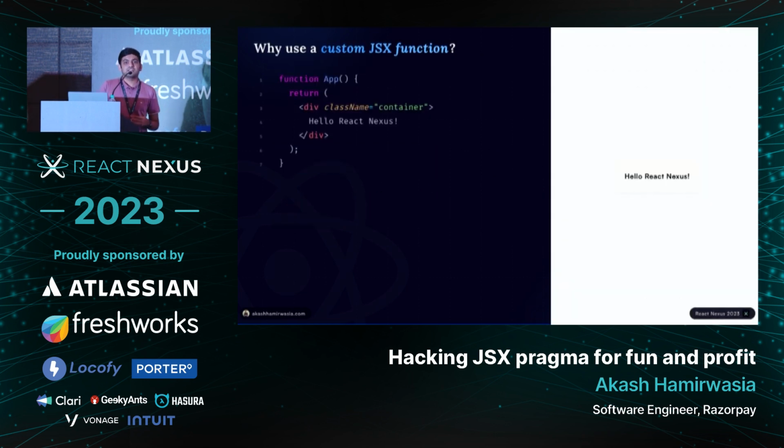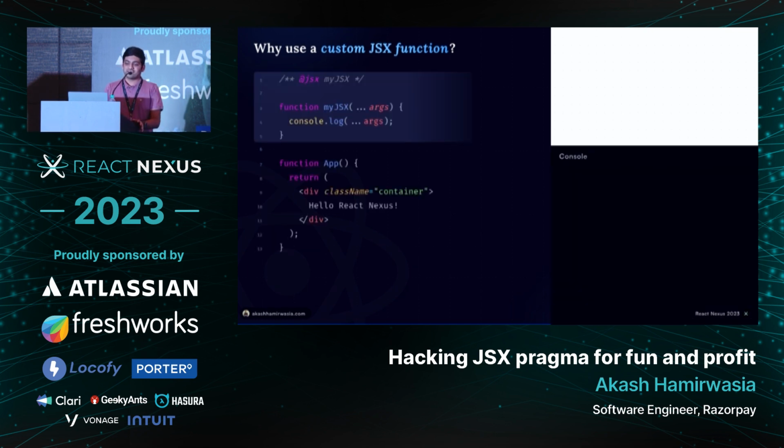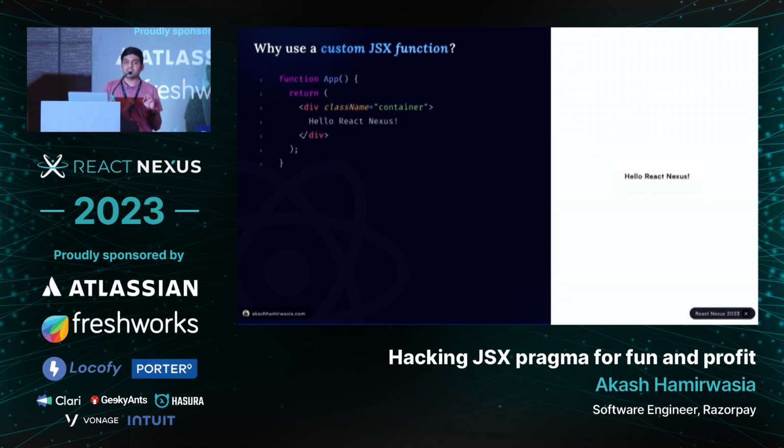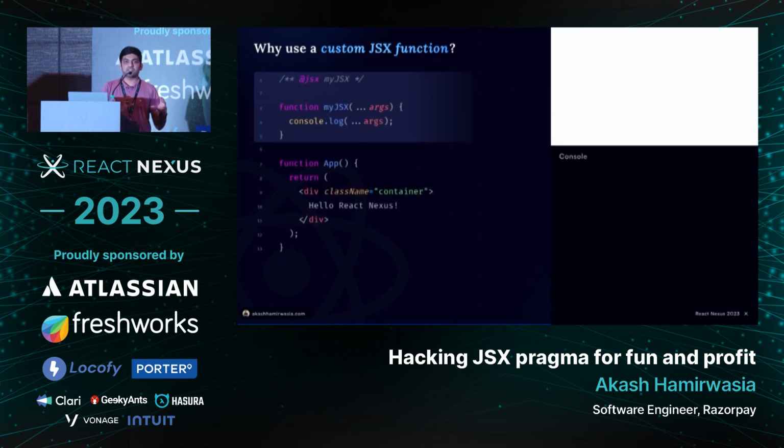To illustrate this, here's a simple example. I have some React code over here, and there is a div with a class container and a string hello React Nexus. Now, when I add a JSX pragma and my custom JSX function, this is how it looks. My JSX function is simply console logging all the arguments, and notice at the top right, you don't see any output. In the previous slide, you saw a card with hello React Nexus, now you don't see anything.